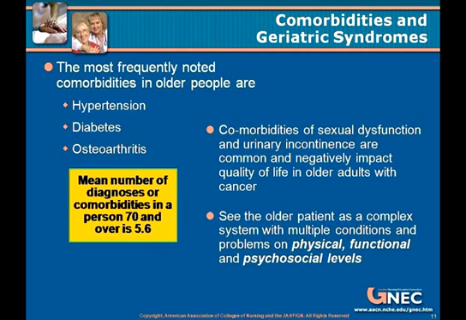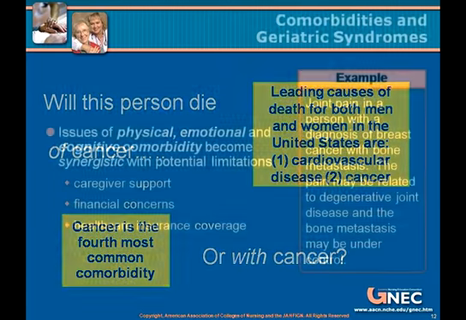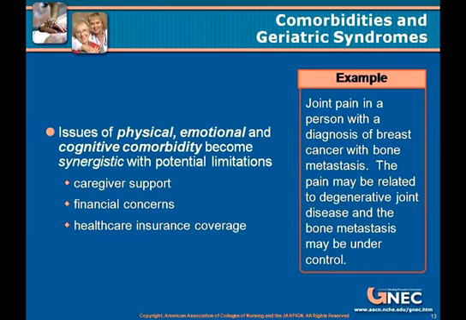The other pearl that I'd like to pass on is that we have to identify with our patients: is this patient going to die of cancer or with cancer? If someone is going to die of cancer and the cancer is most aggressive, perhaps the treatment plan changes to focus more toward the cancer. But if cancer is one of many comorbidities, it is just that, one of the many angles of a treatment plan that have to be developed. So in your example where you're talking about joint pain in an older adult diagnosed with breast cancer, you have to differentiate upon your assessment: is this pain a joint pain, or is it pain from a metastatic process?